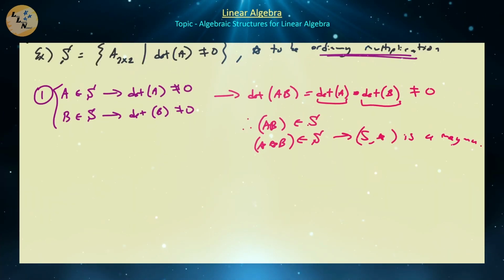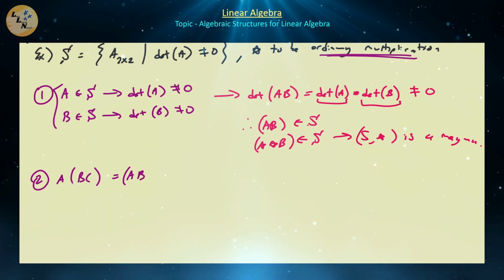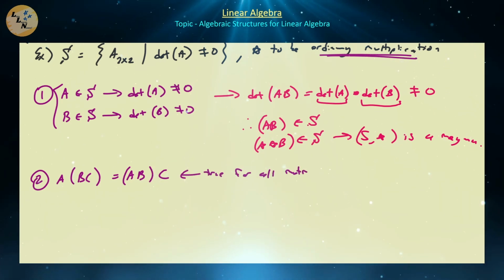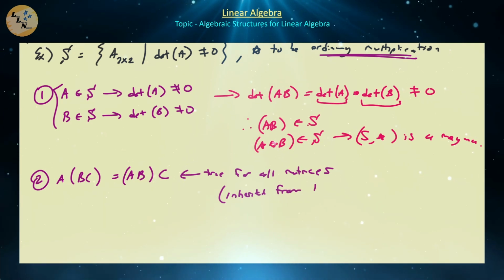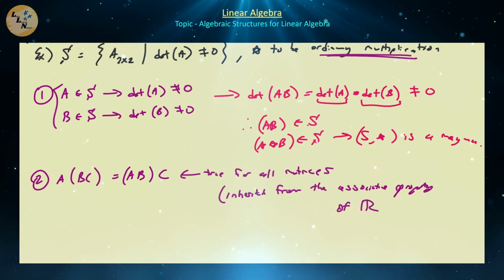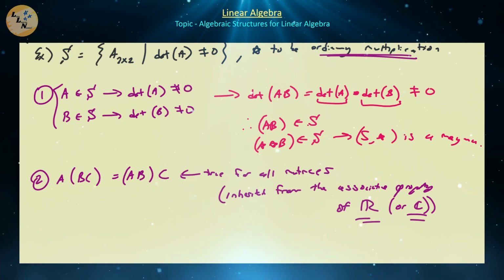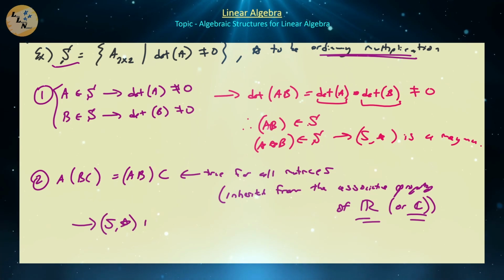All right. So what about semigroup? So property 2. Is (AB)C equal to A(BC), where we're doing ordinary multiplication? So we know that this is actually true for all matrices, and this is inherited from the associative property of the set of real numbers, which is the entries that we typically take to be in these matrices, or you could choose the complex numbers. That's also an associative set as well. So as long as you're choosing elements that belong to R or C, then the product of these matrices is always going to be associative. So since our set S is a subset of all 2x2 matrices, then that set is associative as well, and therefore S star is a semigroup.